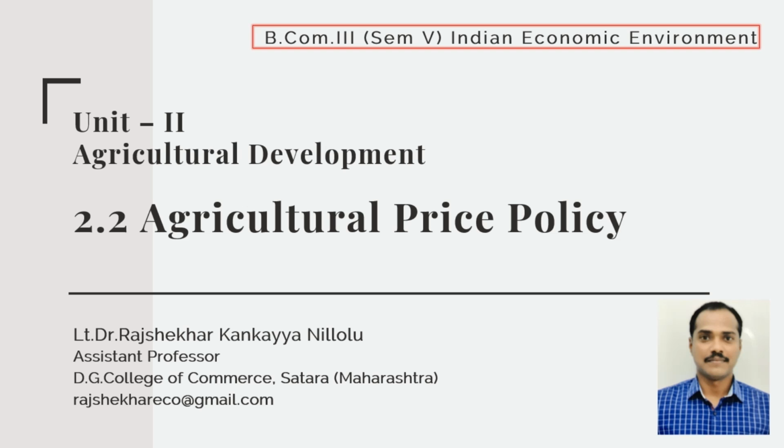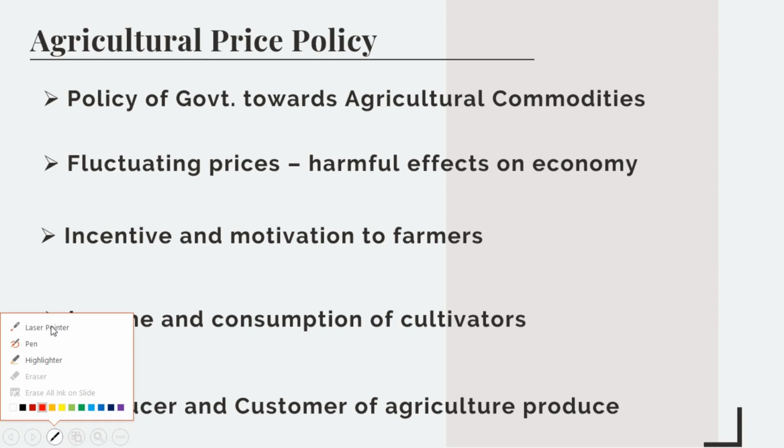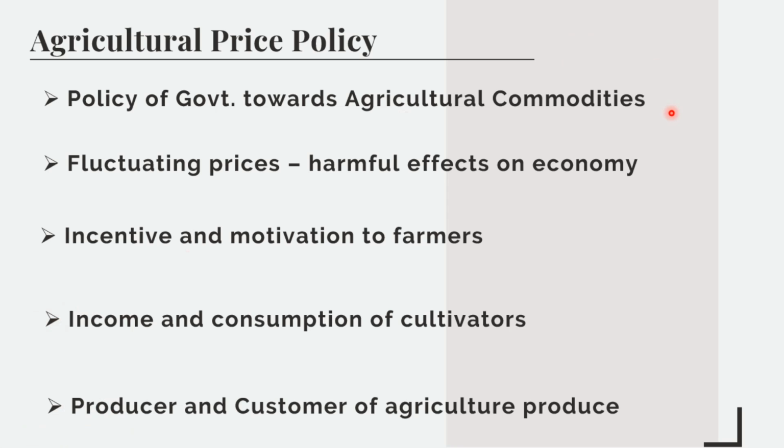So let us try to understand what is the importance of agricultural price policy in the economy and how it is an important and very essential policy for the overall development of the agricultural sector. Initially, I will explain some basic introductory part of agricultural price policy. The agricultural price policy is the policy of the government towards agricultural commodities, the policy of the government towards fixing the prices of agricultural commodities.